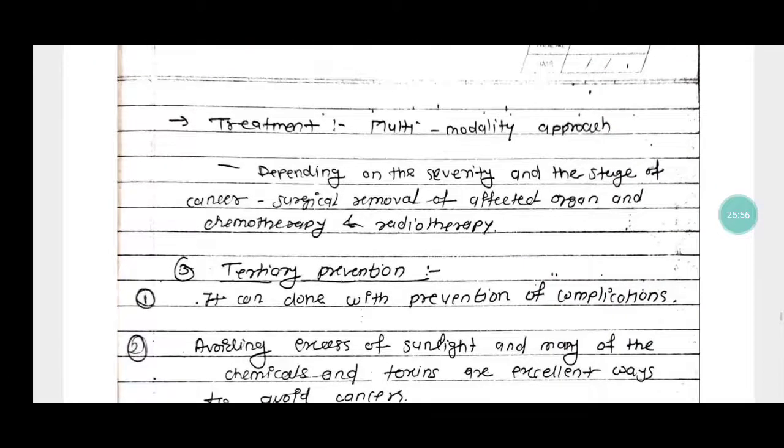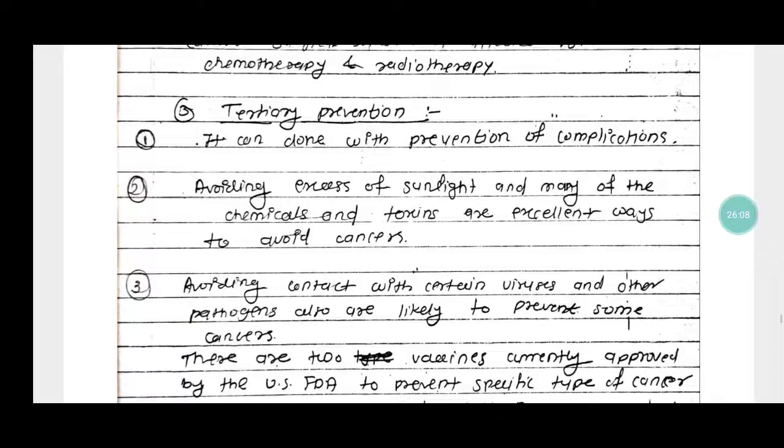So the treatment is a multimodality approach, where depending upon the severity and the stage of the cancer, surgery removes the affected organ, along with chemotherapy and radiotherapy. Tertiary prevention can be done with the prevention of complications. Avoiding excess sunlight and many chemicals and toxins is an excellent way to avoid cancer.